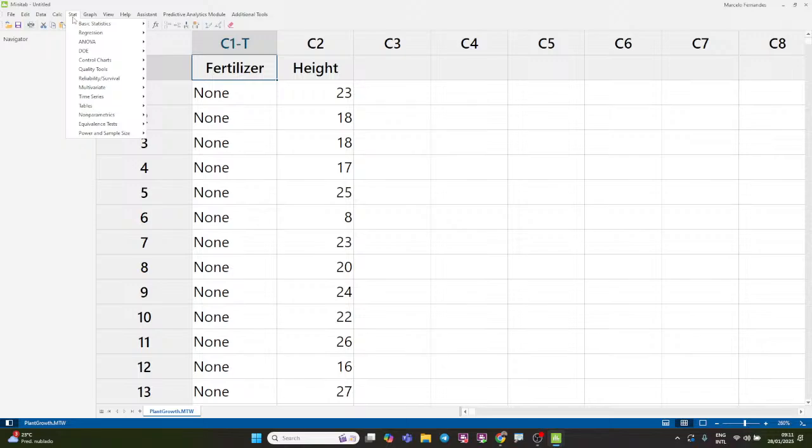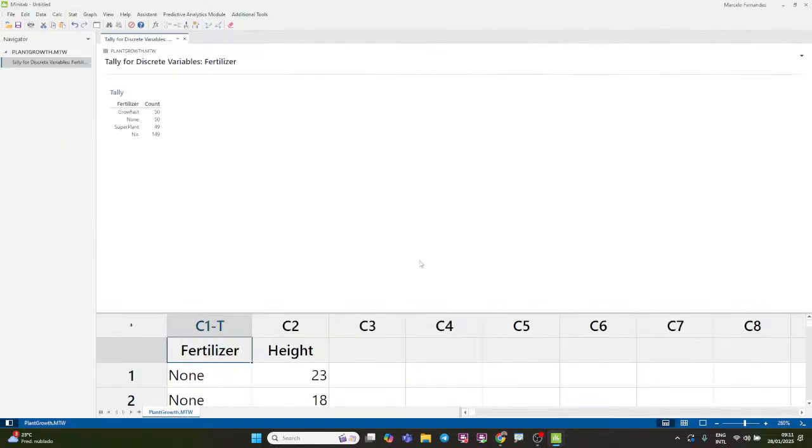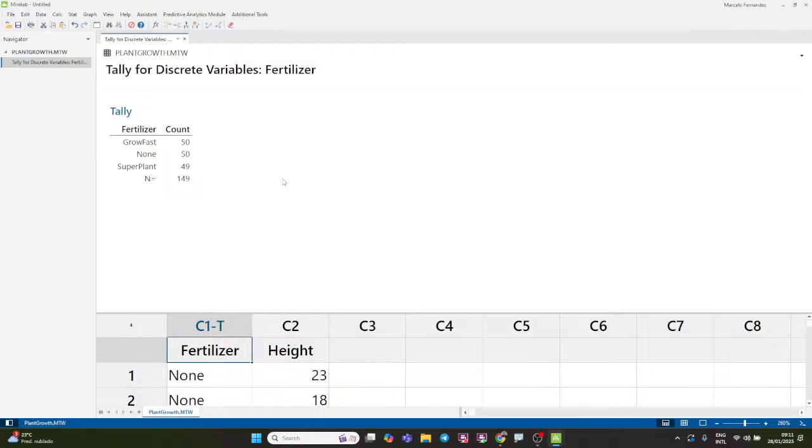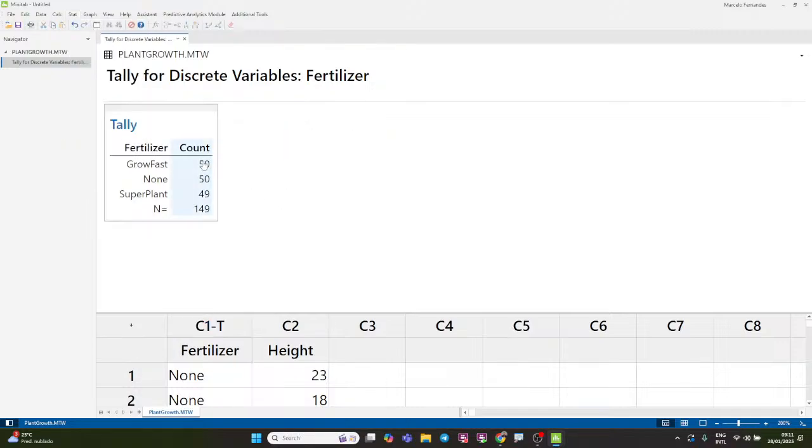You can also do, let me see if that would be helpful. Stats, you may try stats tables. Let me see if this one would be interesting. Yeah, it may be interesting. Stat tables tally individual variables, just for you to have an idea of how many data points you have per fertilizer.